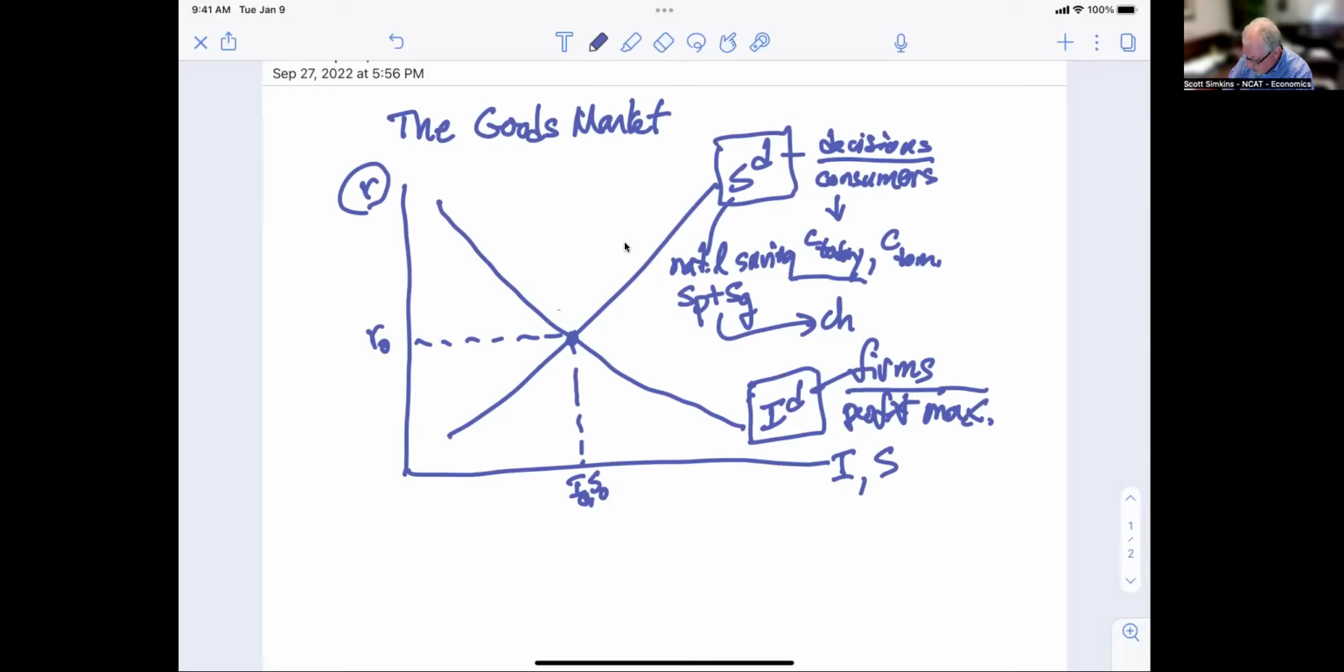It's a downward sloping curve because the higher the real interest rate, if we're up here at a high real interest rate, they're going to want to invest in less capital because the cost of borrowing money to get capital is going to be higher, so they're going to do less of it. The lower the real interest rate, the more desired investment there's going to be because it reduces the user cost of capital.